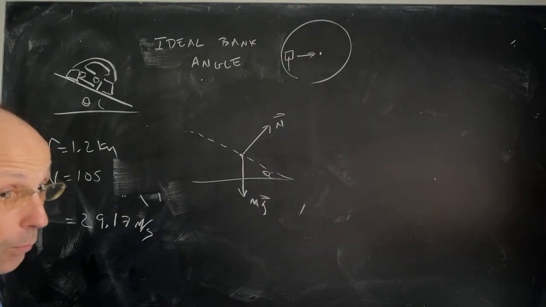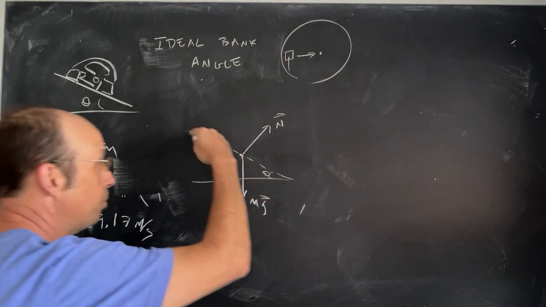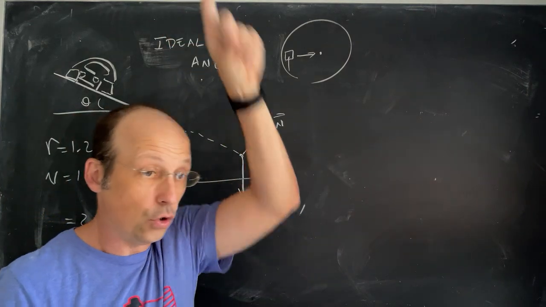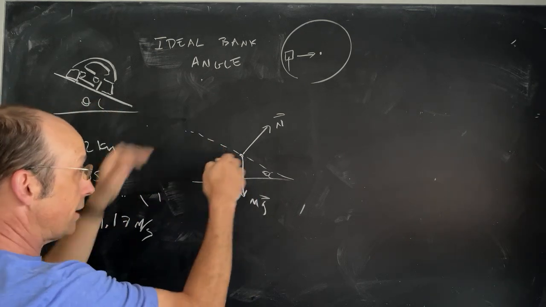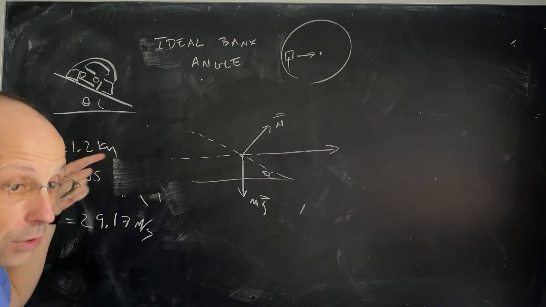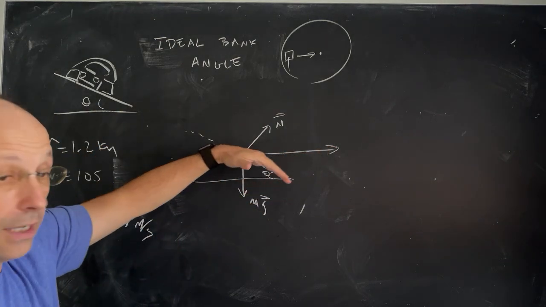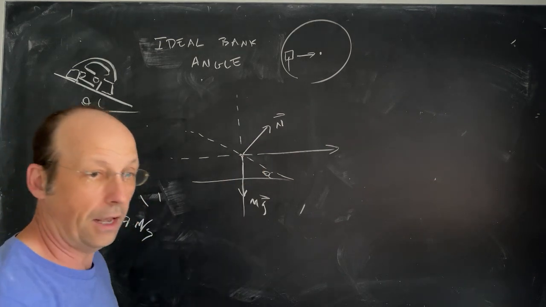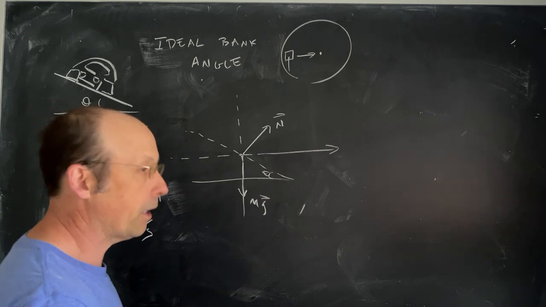Now, the next thing that we need to do is to choose our x and y axis. And you may say, hey, let's put the x-axis down that way. We've done that before. Don't do that. Because if you do that, then the car is accelerating that way. That's the center of the circle, that way, right? If I put the axis that way, it's going to have an acceleration in the x and the y direction, and I don't want that. I want an acceleration in just one direction, one component.